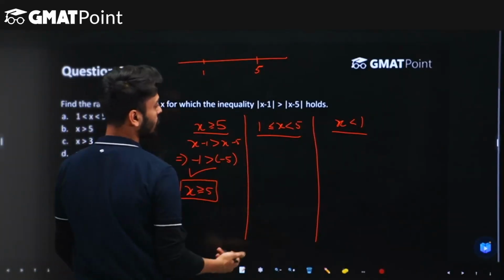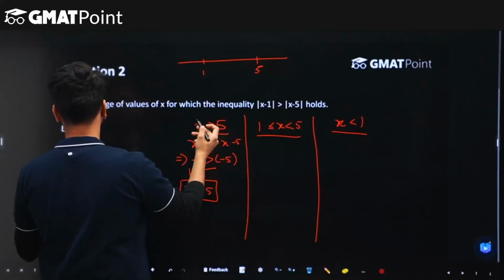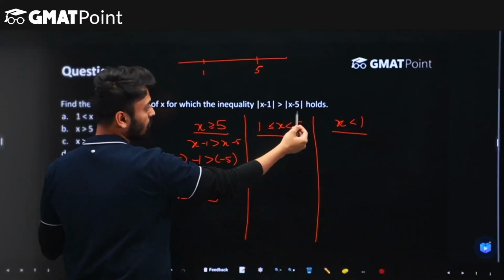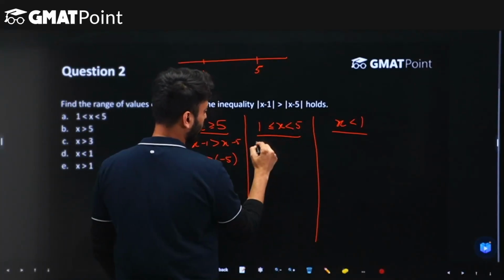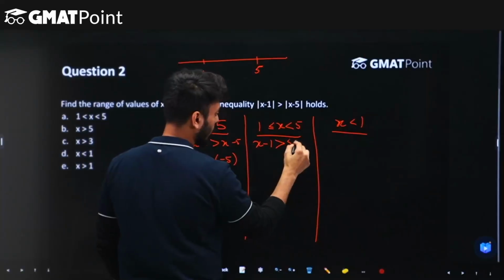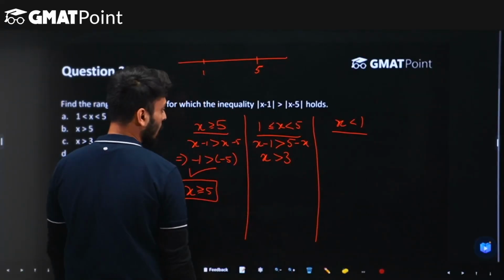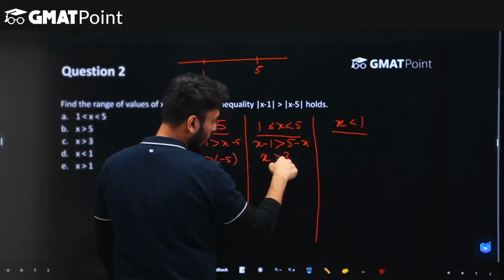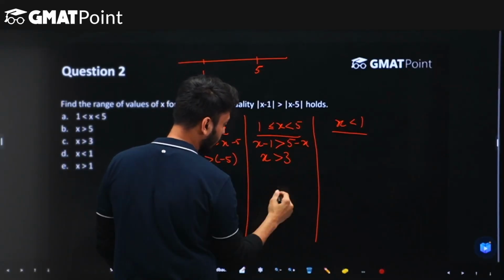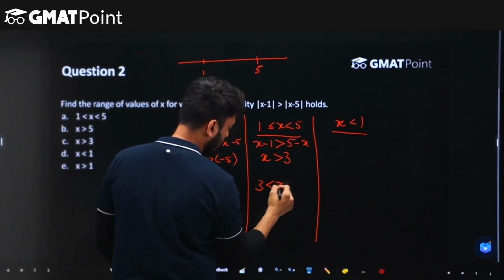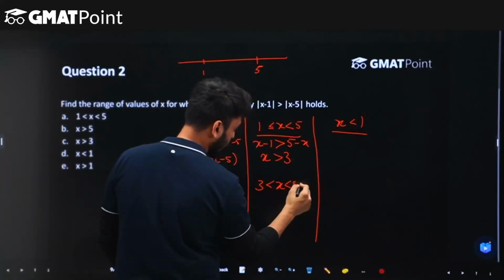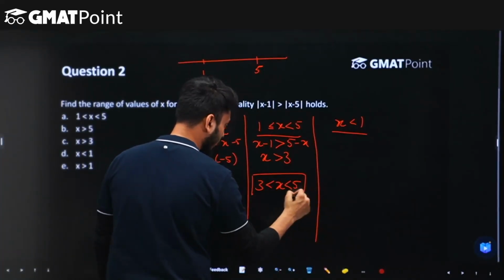In the second case, I have x minus 1, mod of x minus 1 will be positive, but this would be negative. So I have x minus 1 greater than 5 minus x. So solving this, I'll get x greater than 3. So combining the two, the lower limit on x is 3, higher limit is 5. So I have x greater than 3 and x less than 5. This is going to be my second range.